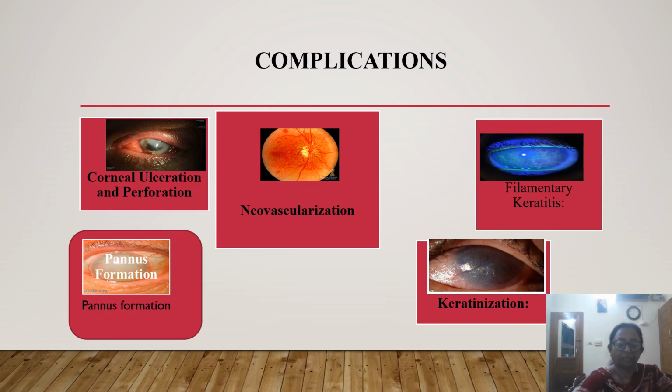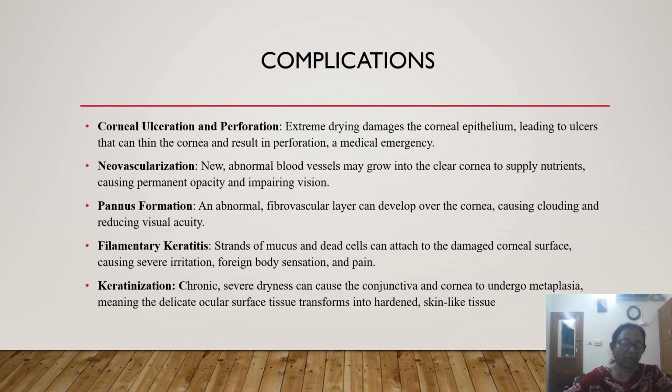Complications: corneal ulceration and perforation, neovascularization, filamentary keratitis, pannus formation, and keratinization. So corneal ulceration and perforation. Neovascularization: new, abnormal blood vessels may grow into the clear cornea to supply nutrients, causing permanent opacity and impairing vision.